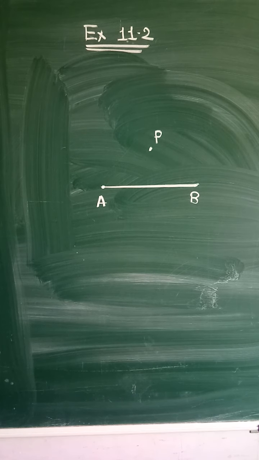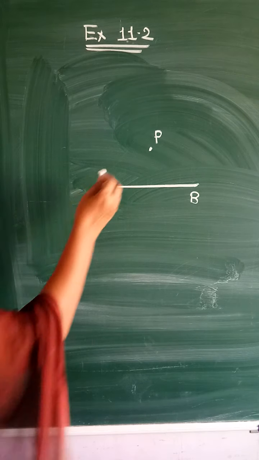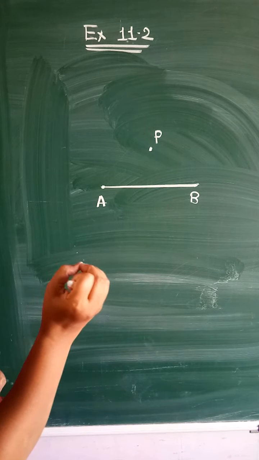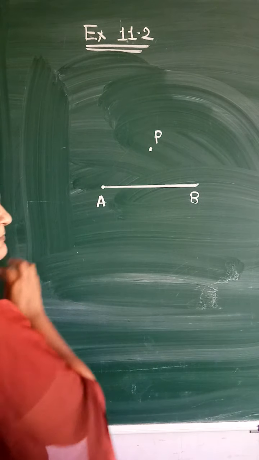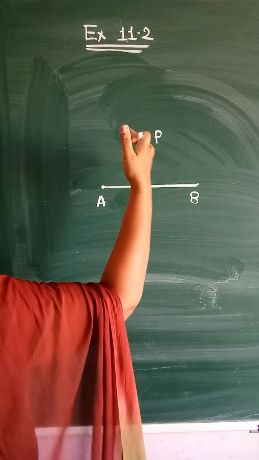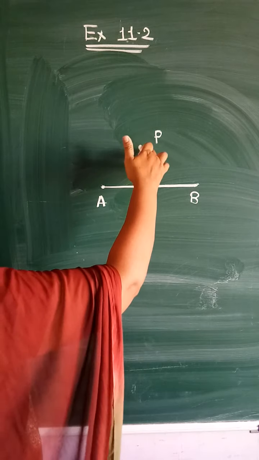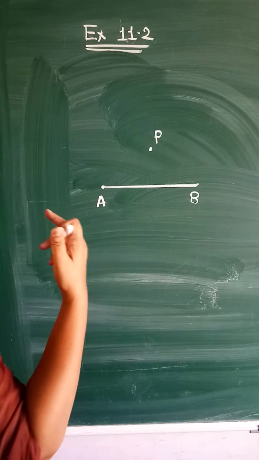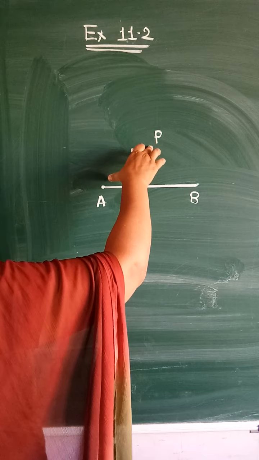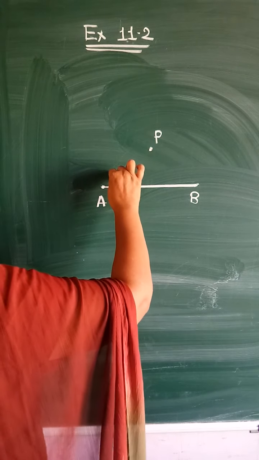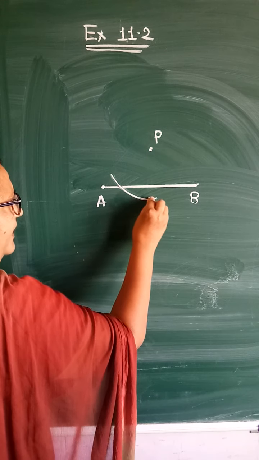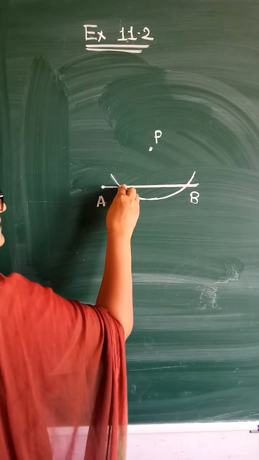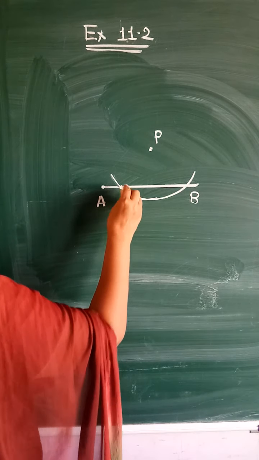This also last year you have studied. Take any random radius such that it will intersect the line segment AB in 2 points. Taking any radius and P as a center, keep the needle of your compass on P and give an arc like this from P, not to draw the whole circle, only give an arc like this. It is intersecting, suppose, here at M and N.